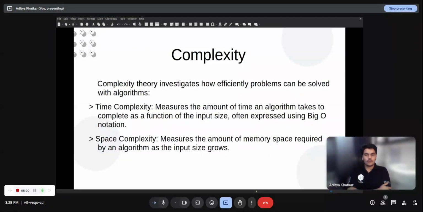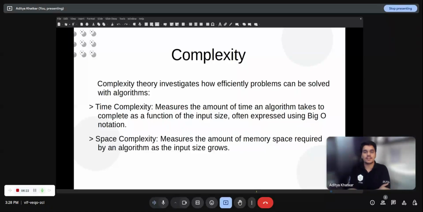So, talking about complexity, complexity theory investigates how efficiently a problem can be solved with algorithms. Time complexity measures the amount of time an algorithm takes to complete as a function of input size, often expressed as big O notation. Just like bubble sort uses O(n²), that is a big O time complexity notation.